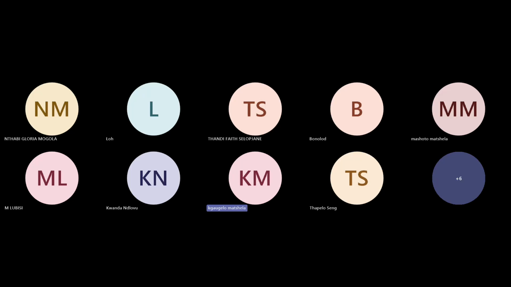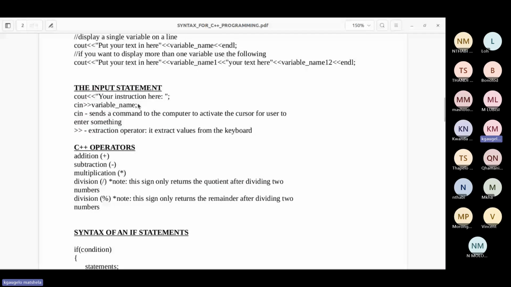To enter anything from the keyboard there, right? So the cin is the one that gives you access to enter any value from the keyboard, right? Also, they say the cin sends a command to the computer to activate the cursor for the user to enter something. So that's why I'm saying it's the one that's going to allow you to enter any value from the keyboard there.